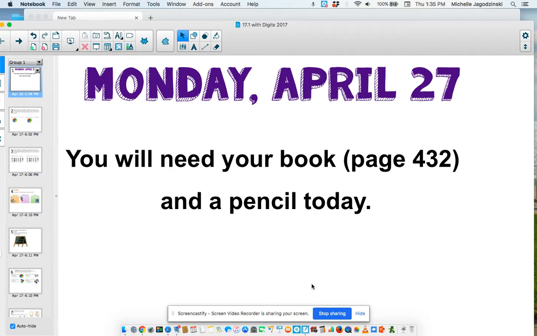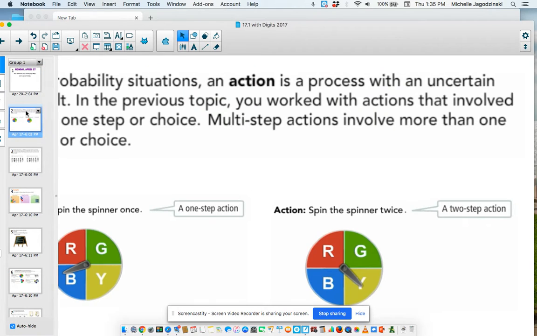So you will need your book today, open to page 432, and a pencil so that you can record your answers as we go over the lesson. All right, so topic 16 was all about basic probability, and we are going to be learning about compound events today. So, topic 17, we are going to expand and learn about compound probability.